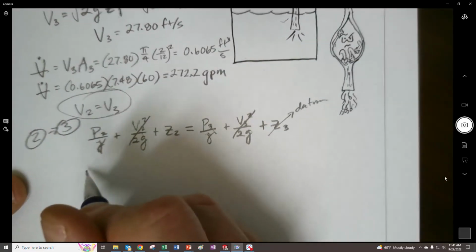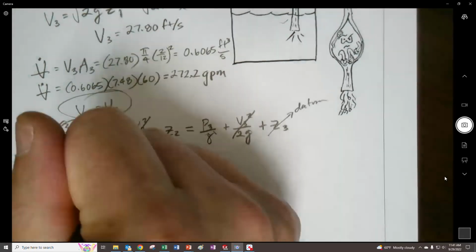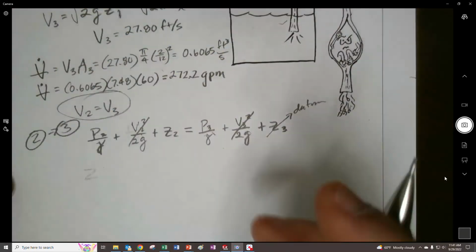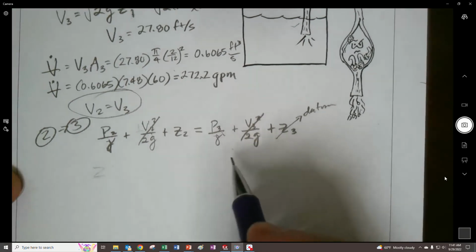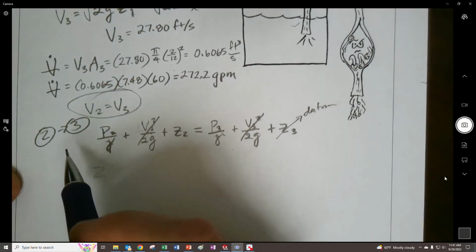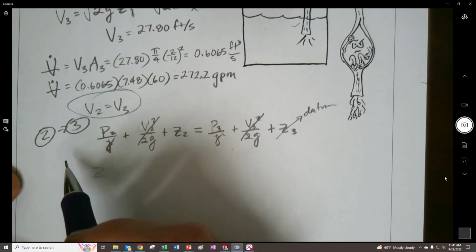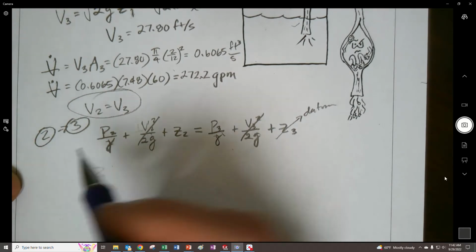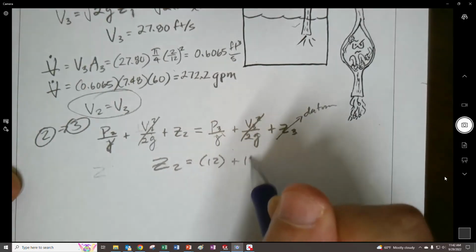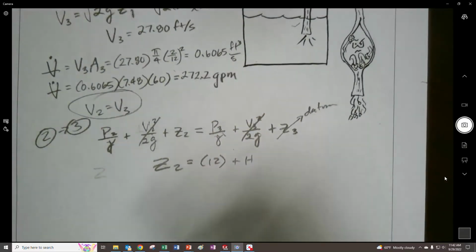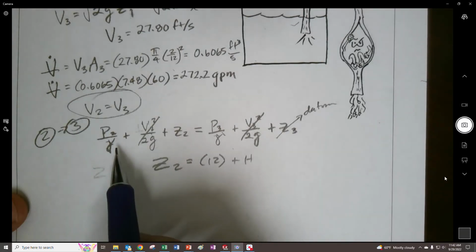Z. Let's see. No, P2. I'm not arranging this the way that I want to. I don't like the way that I wrote it on my page, so I'm hemming and hawing. How do I want to write this? Well, down here I'll write Z2 is equal to 12 plus H. Okay, so I knew that right there. And here is just the approach I want to take to this.